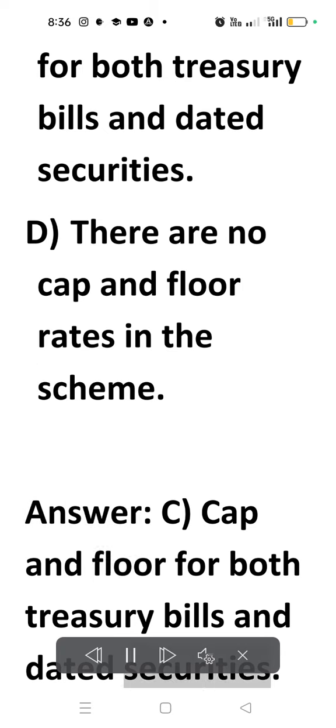A. Advances overdraft provided by the Reserve Bank to state governments. B. To provide long-term loans to state governments. C. To help state governments with their day-to-day cash flow needs. D. To provide grants to state governments. E. To finance infrastructure projects in state governments. Answer: B. To help state governments with their day-to-day cash flow needs.